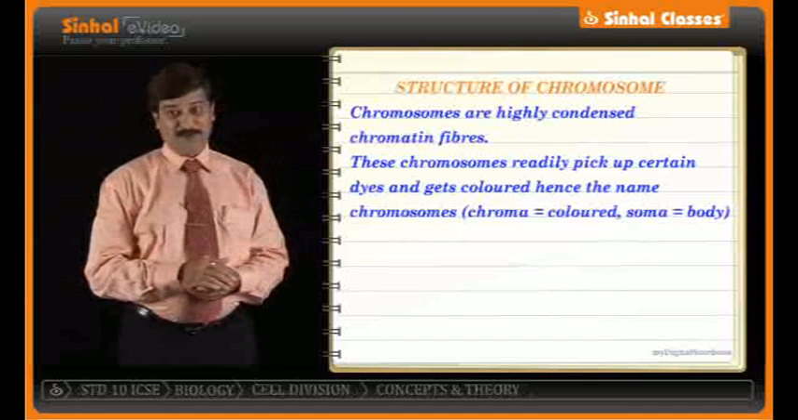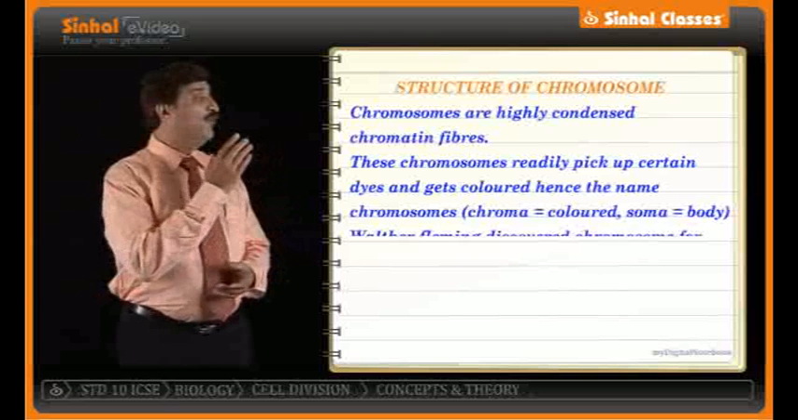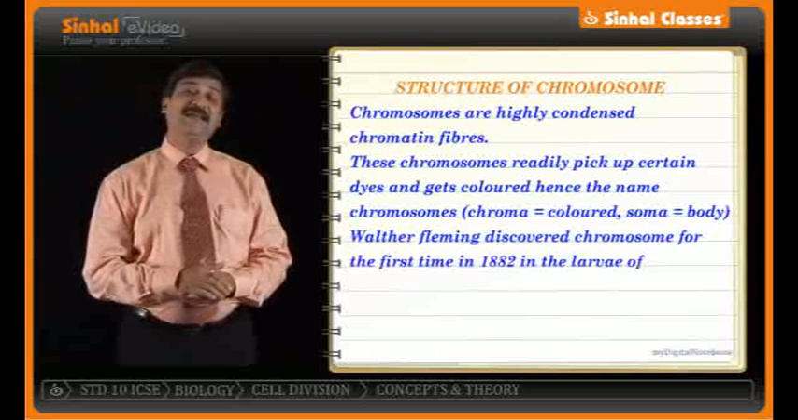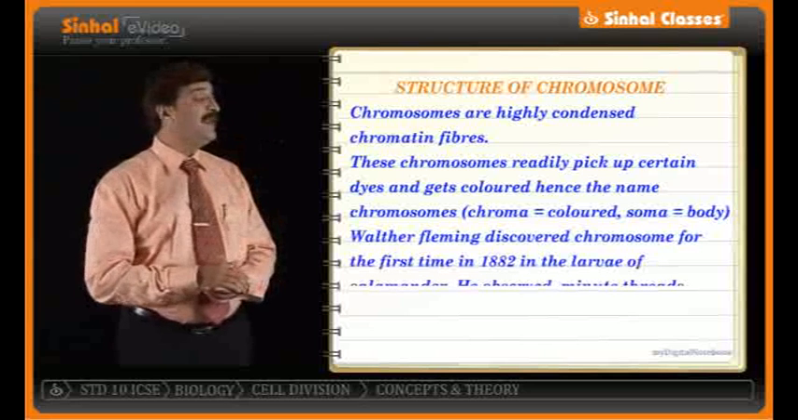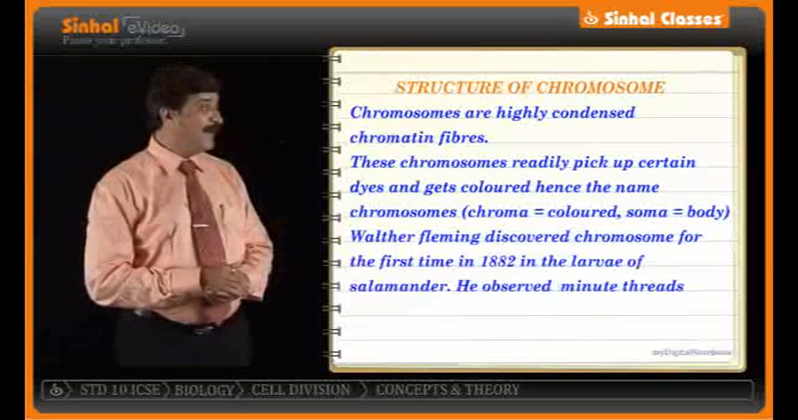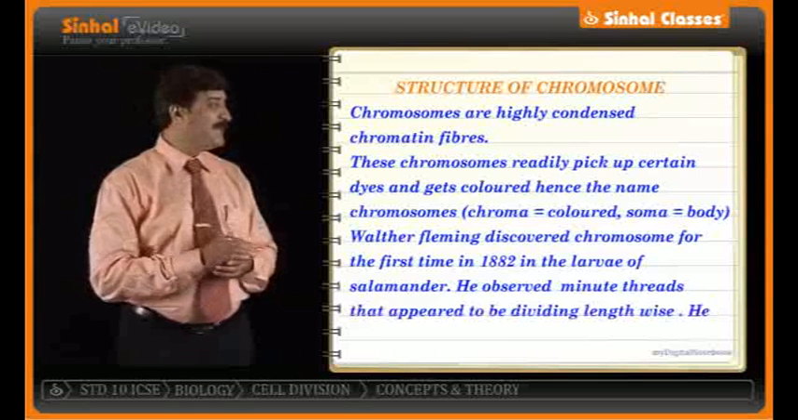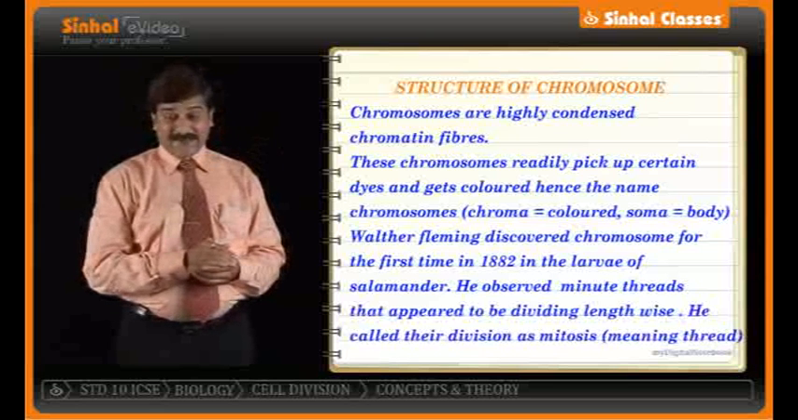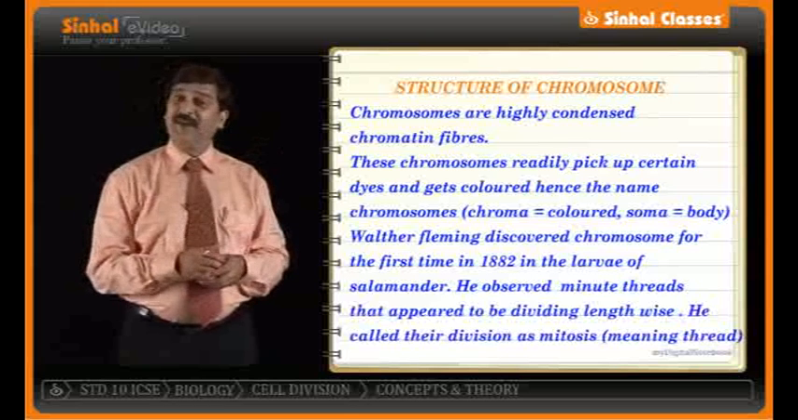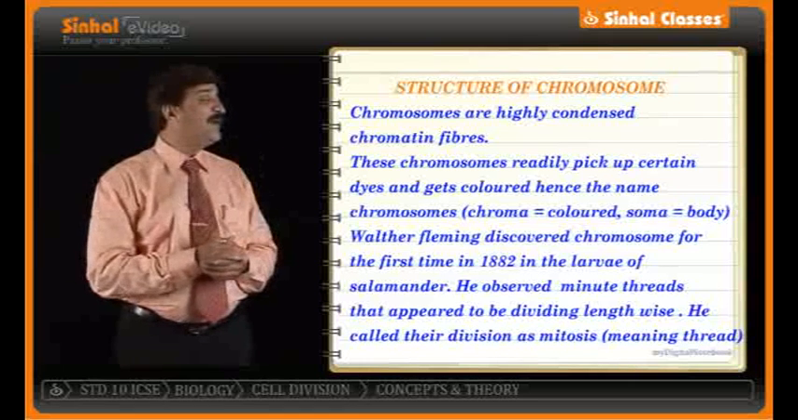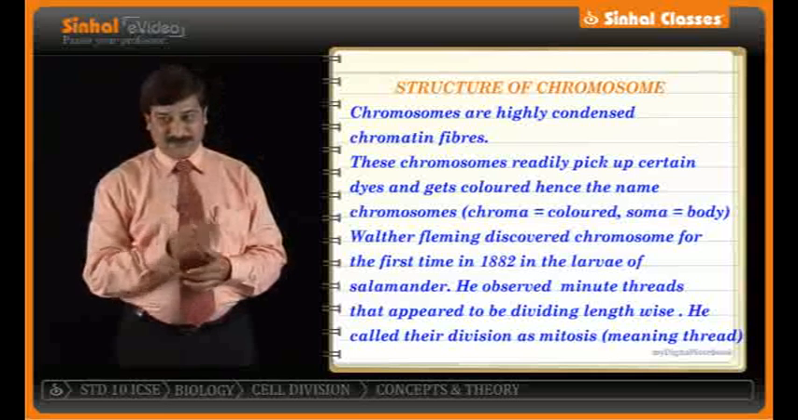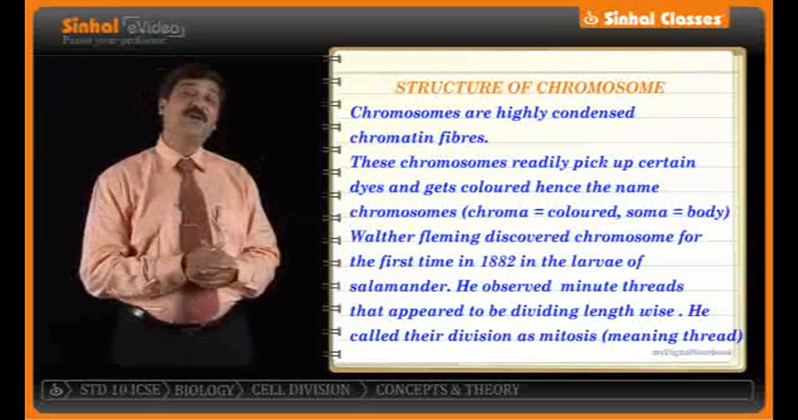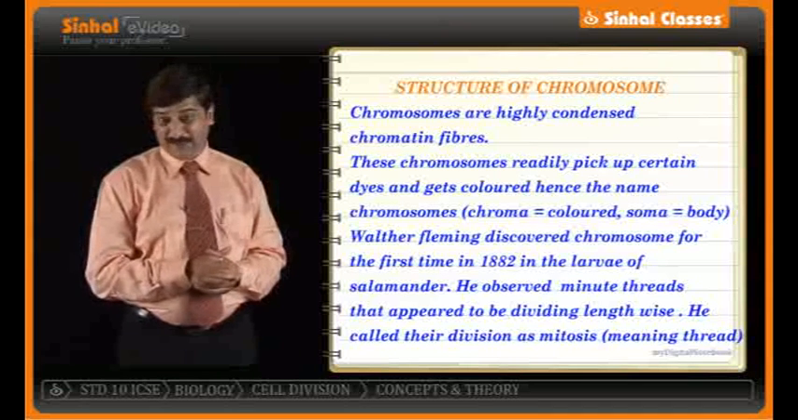When we talk about chromosomes, the entire credit goes to Walter Fleming, who discovered chromosomes for the first time in the year 1882. He made this discovery in the larva of salamander. He observed minute threads which appeared during division, and these minute threads divided lengthwise. That is why he called their division mitosis, meaning thread. That was the original term, or the meaning, that was used.